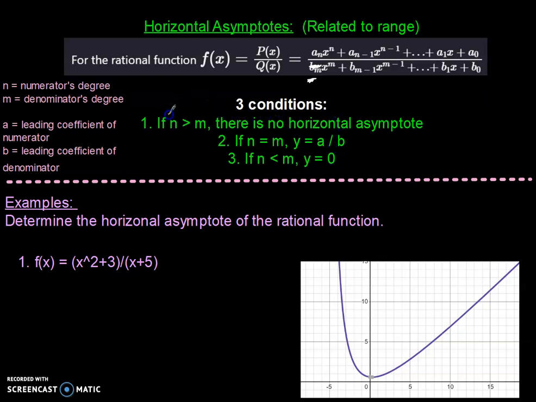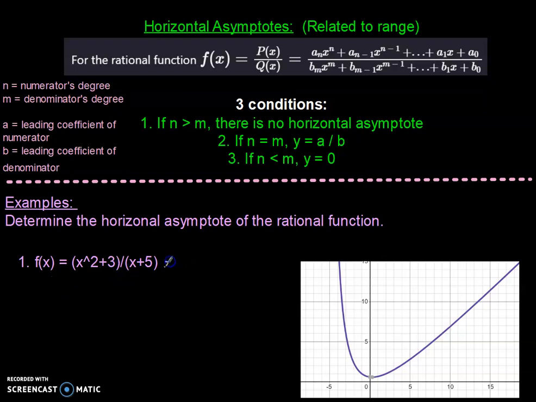So keep in mind that n is the numerator's degree. Degree is just another way to say the largest exponent. And m is the denominator's degree, which is the highest exponent for the denominator. a and b are the leading coefficients of the numerator and denominator. Coefficients are the numbers in front of the variables. So the leading number in front of x for the numerator and denominator would be a and b.